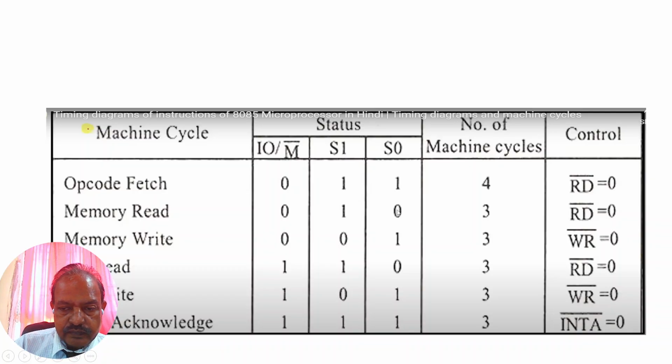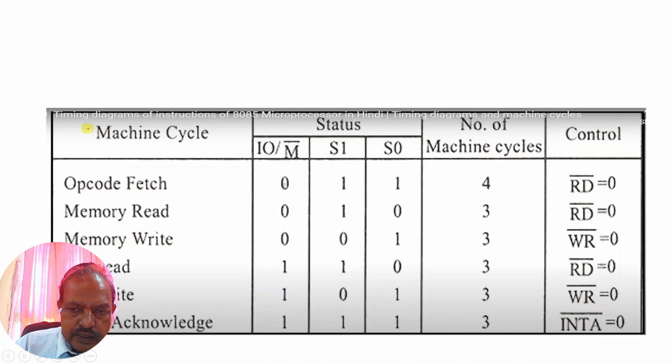This is 0 1 0. The memory read takes three machine cycles, and it involves RD bar, so it is a read operation. Memory write, memory write, you see, all are memory operations, so this is 0, 0, 0. When all are IO operations, it will be 1, 1, 1. That means IO/M bar, this pin.